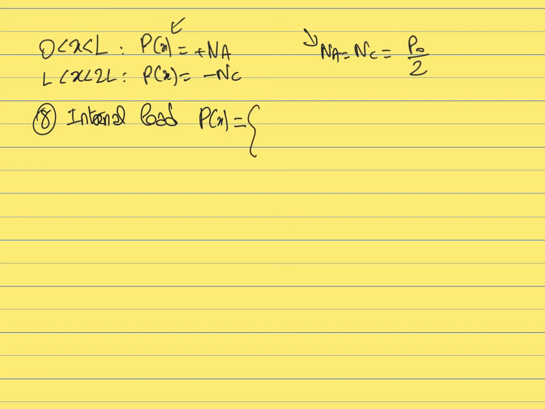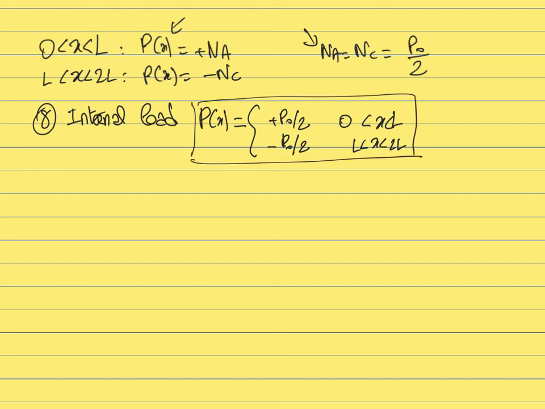So in this case, what we need is the fact that for x between 0 and L, then P(x) is equal to Na, and Na is P naught over 2. So this is the value of P(x). And for x between L and 2L, then the load is equal to minus Nc. So the internal load would be minus P naught over 2. So in this case, this is the value of the internal load.